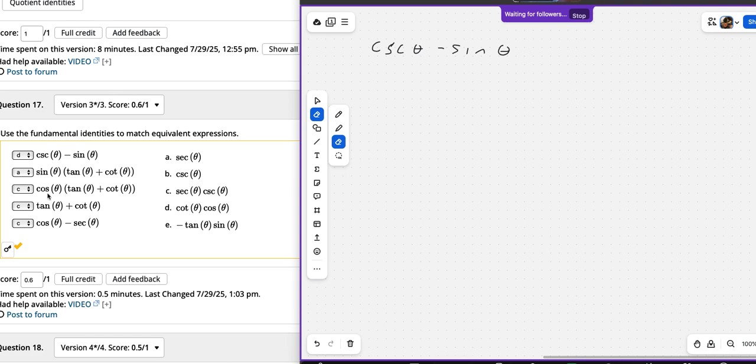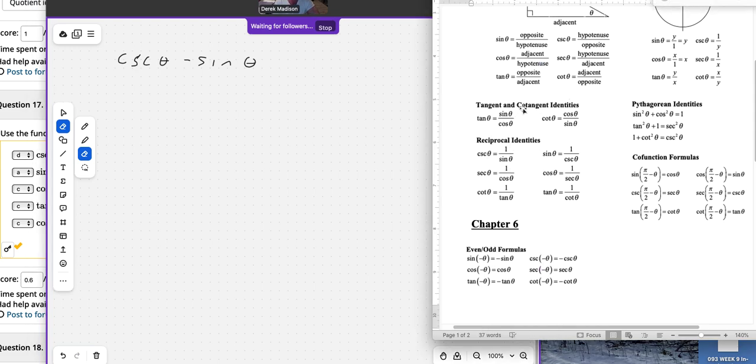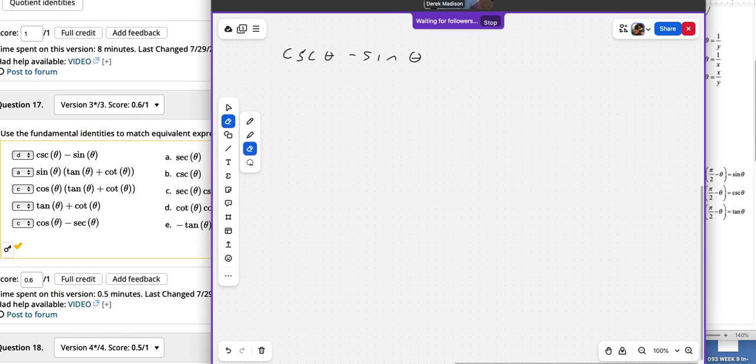Okay, so the basic idea for these questions is we're going to rewrite the more complicated side, the right-hand side or the left-hand side, and when we simplify it, it's going to turn into one of these five, and then we figure out which one of these goes with which one of those. What we get to use to do that is these identities. So we have tangent, cotangent, reciprocal, and Pythagorean. Those are the ones that we're using to try to simplify these.